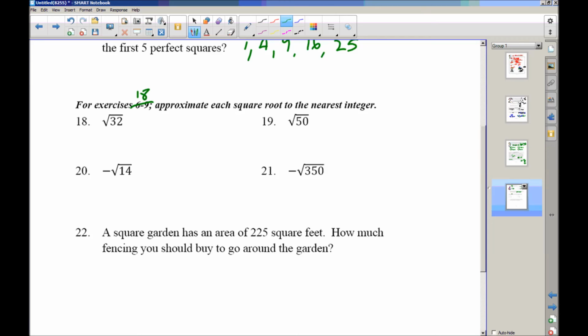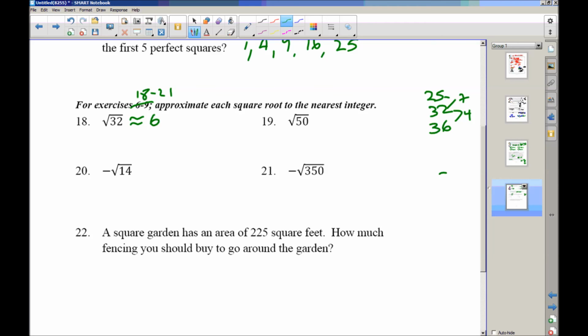And sorry, this should say 18 through 21 here. Okay? And here's how we do it. We say, what two perfect squares does 32 fall between? Well, it falls between 5 times 5 and 6 times 6. So which one would it round to? Well, we don't need a calculator to figure that out. We just say, hey, which one's it closer to? It's only 4 away this way, and it's 7 away this way, so it's going to be closer to the square root of 36. So this would be about 6, because the square root of 36 is 6.